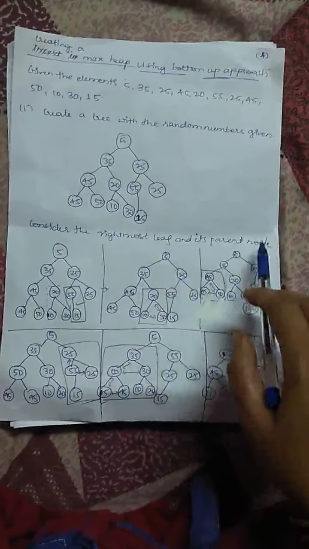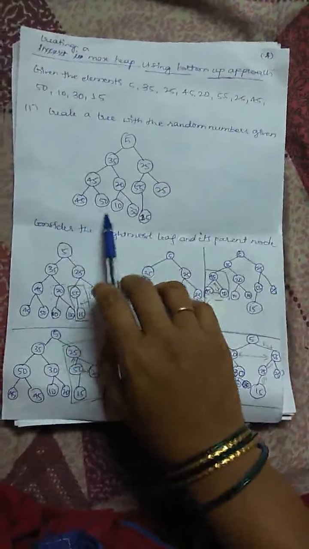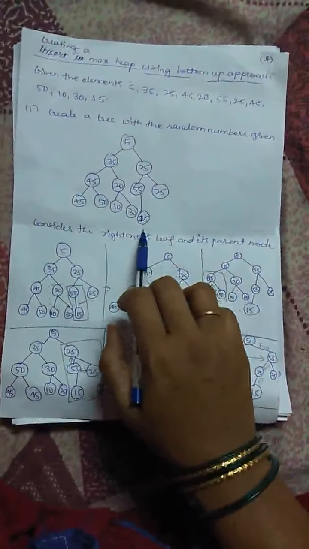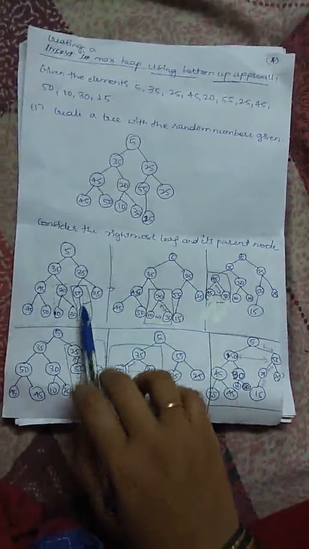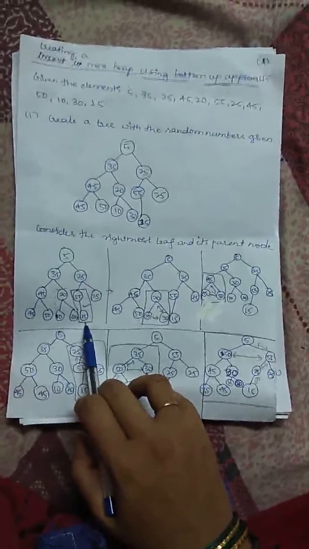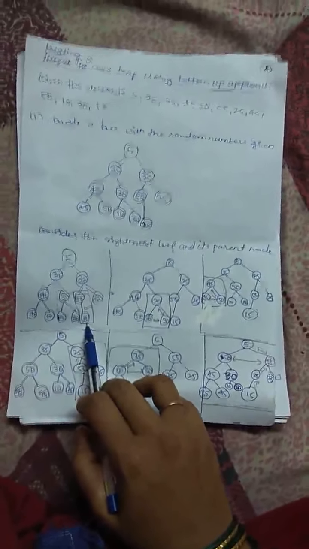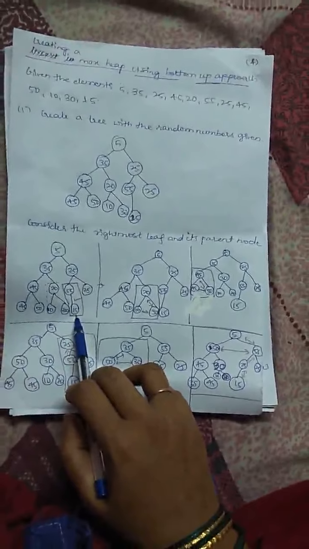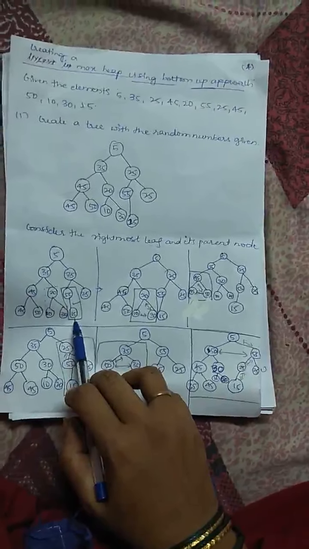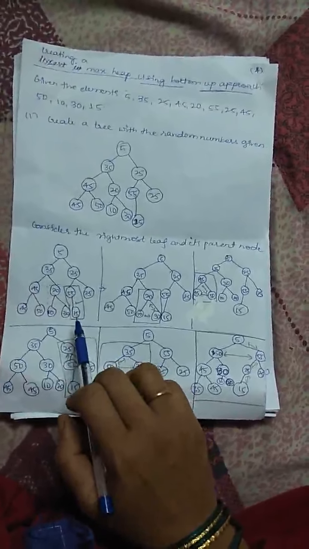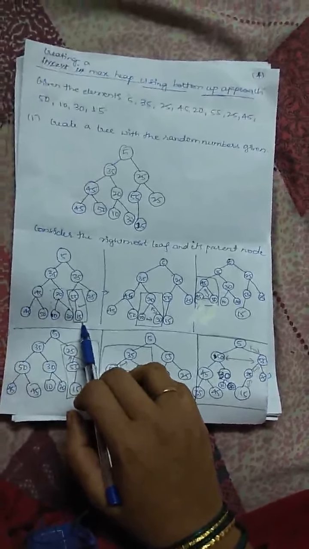Now, after getting a random tree, what we have to do is consider the rightmost leaf node and its parent node. Rightmost leaf node and parent node means this one, 55 and 15. Now we are going to construct a maximum heap. So what is a maximum heap? The value of the parent node should be greater than its children. That is a maximum heap, is it not?